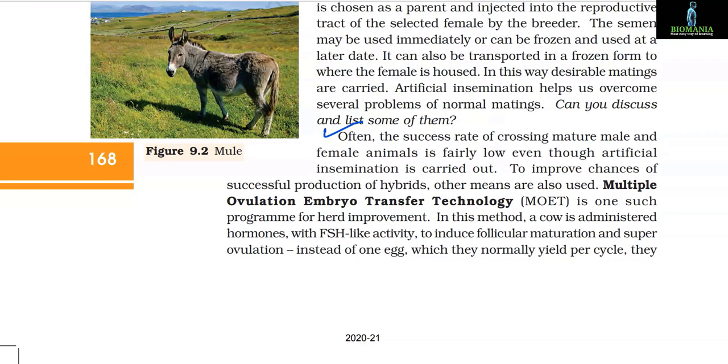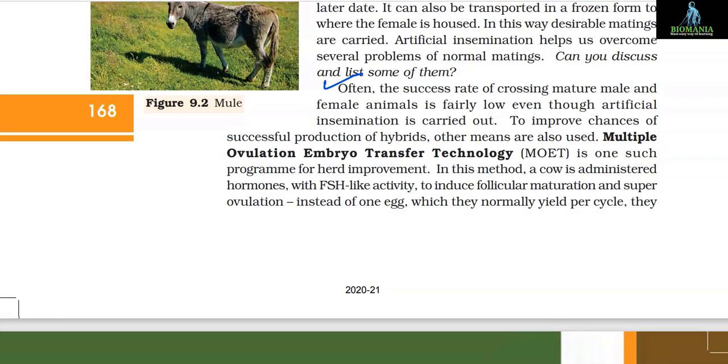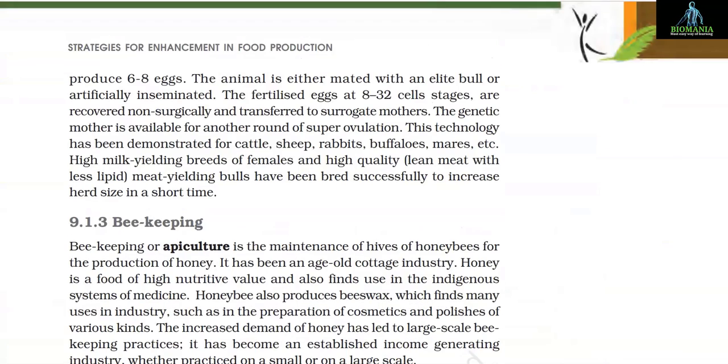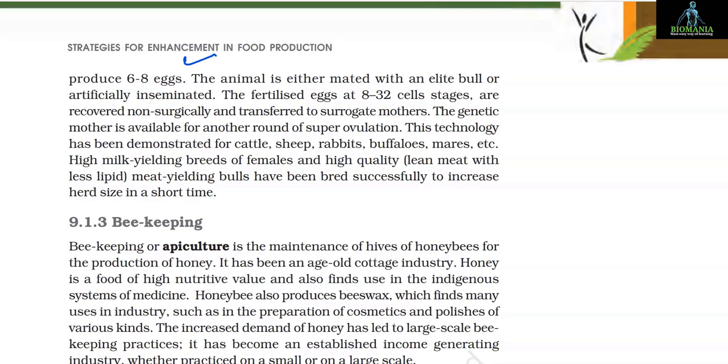Often the success rate of crossing mature male and female animals is fairly low even though artificial insemination is carried out. To improve chances of successful production of hybrids, other means are also used. Multiple ovulation embryo transfer technology is one such program for herd improvement. In this method, a cow is administered hormones with FSH-like activity to induce follicular maturation and superovulation. Instead of 1 egg, which they normally yield per cycle, they produce 6 to 8 eggs. The animal is either mated with an elite bull or artificially inseminated.